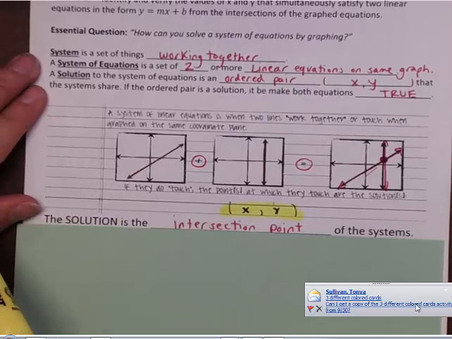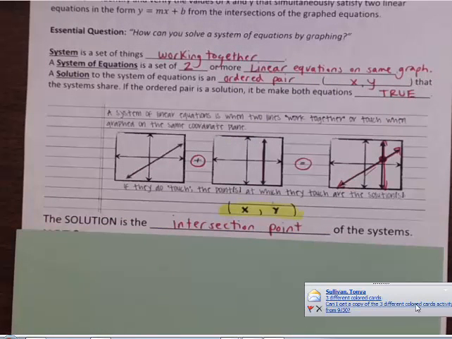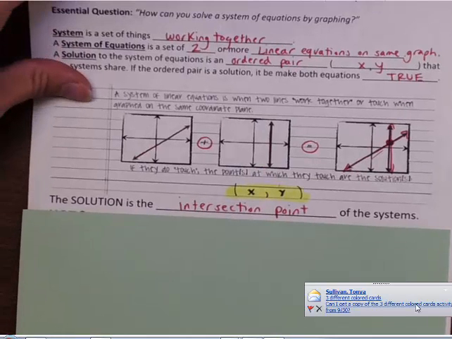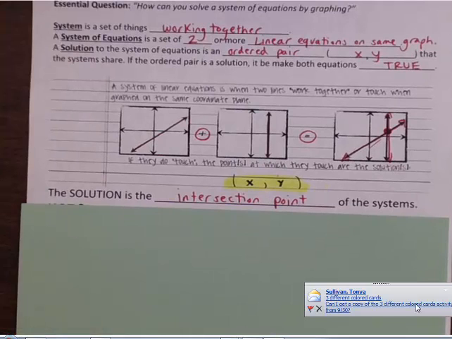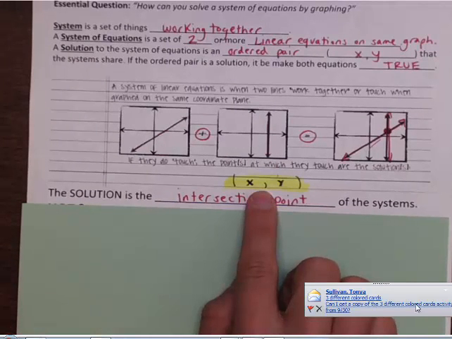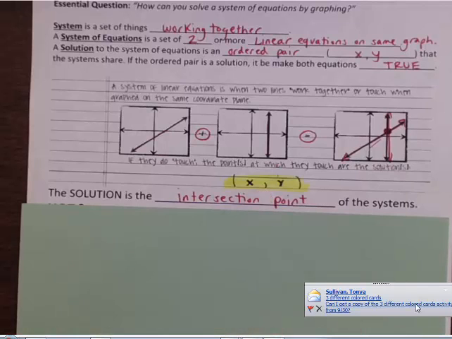Okay, so you should have already been able to fill this out, but the solution is when the intersection point of the systems is visible. So when there's an intersection between the two systems, wherever that point is, written as a coordinate pair, is going to be our intersection point or our solution.